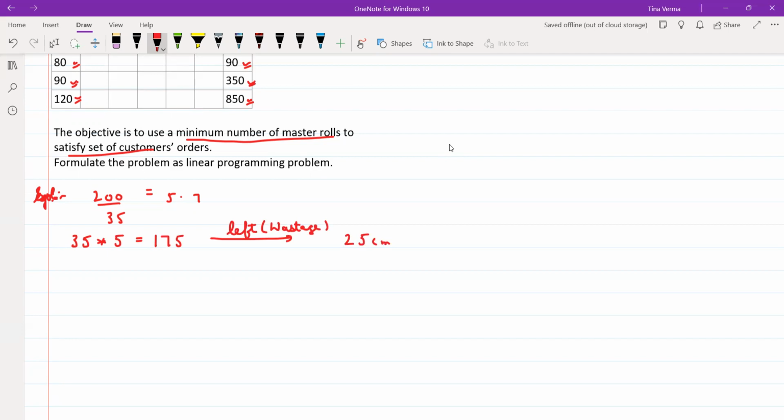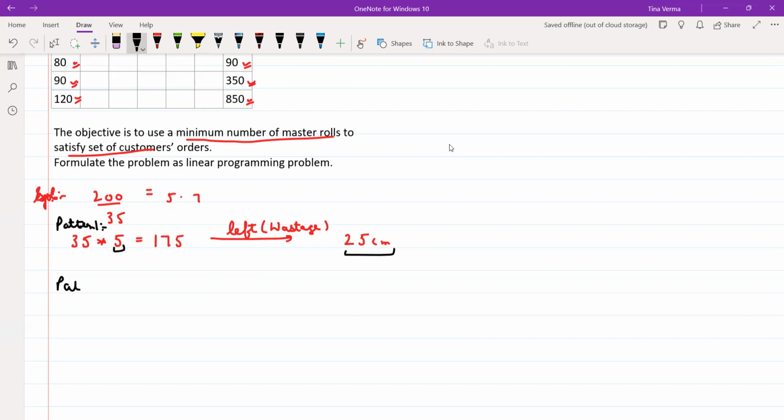अगर ऐसा पैटर्न हो गया, I am giving the name because in the end we will write the name. So this is my pattern 1, that if I am cutting 5 rolls of 35 centimeter, then the rolls are 5 and the wastage is 25 centimeter.